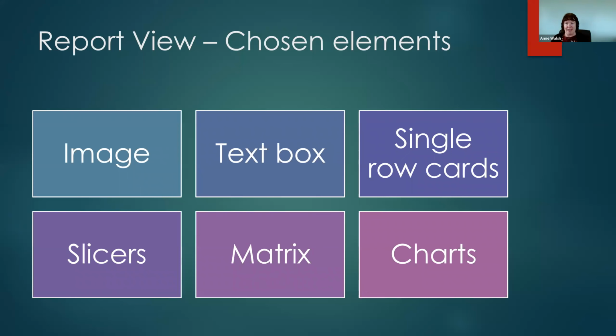So we're going to look at basically six things: the image, a text box, single row cards, slicers, matrix, and charts. There are many, many charts in Power BI, and they're adding to it all the time. So let's just see what this looks like in practice now. Let me share the screen again.